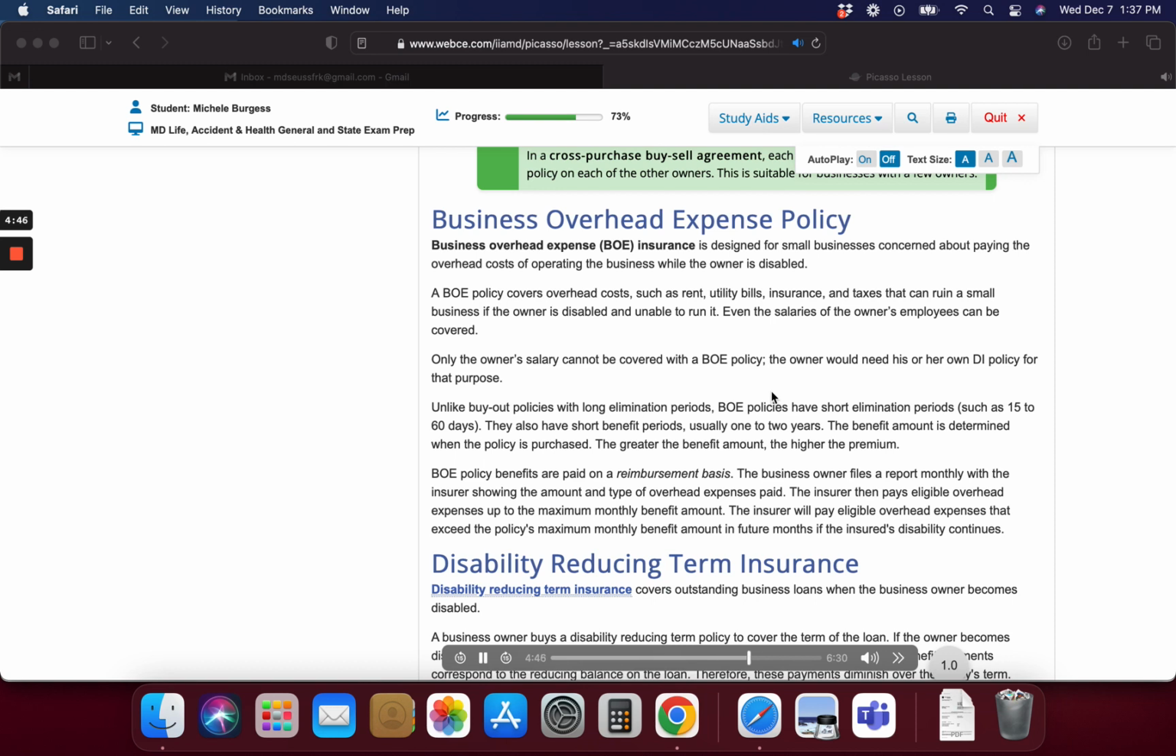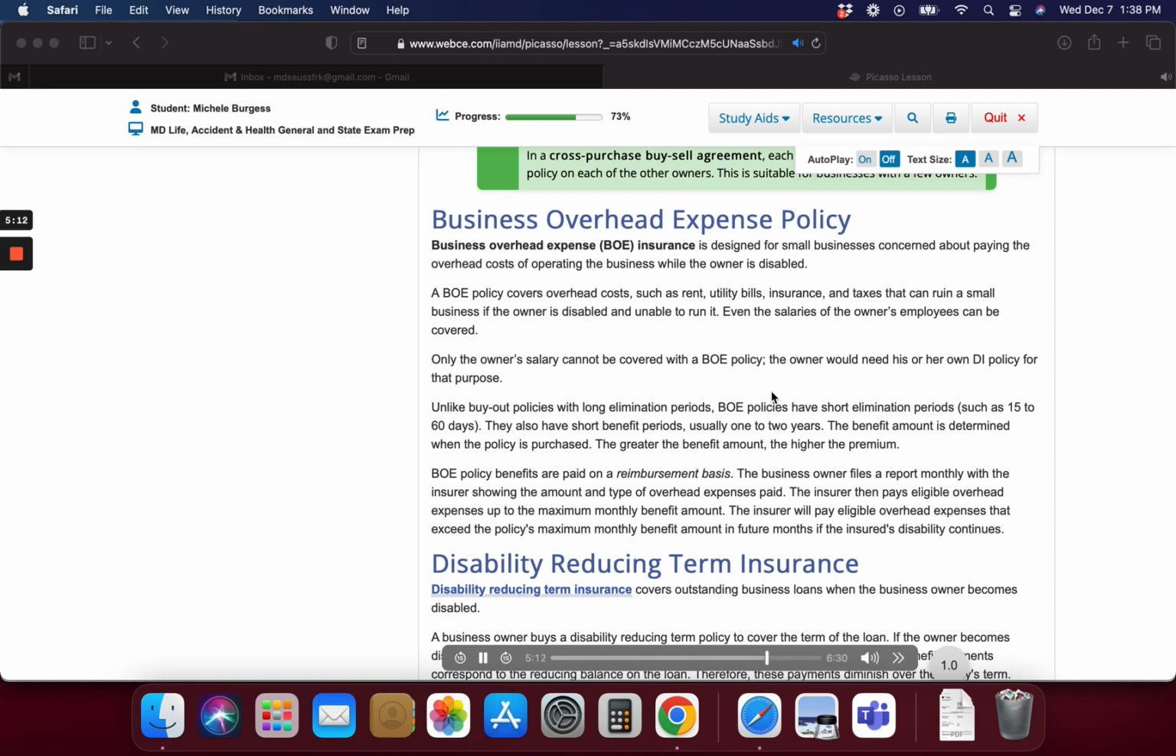Disability reducing term insurance. Disability reducing term insurance covers outstanding business loans when the business owner becomes disabled. A business owner buys a disability reducing term policy to cover the term of the loan. If the owner becomes disabled during this term, the policy makes monthly loan payments as they come due. Benefit payments correspond to the reducing balance on the loan. Therefore, these payments diminish over the policy's term.